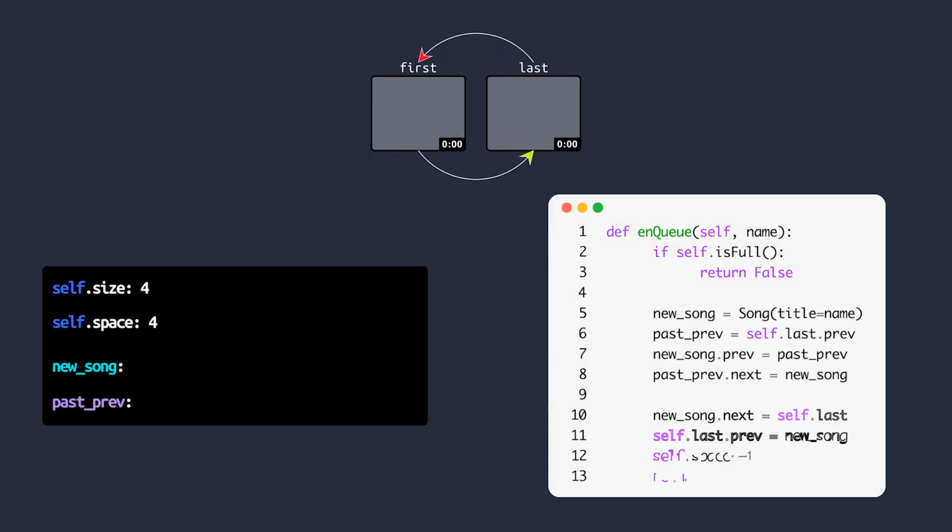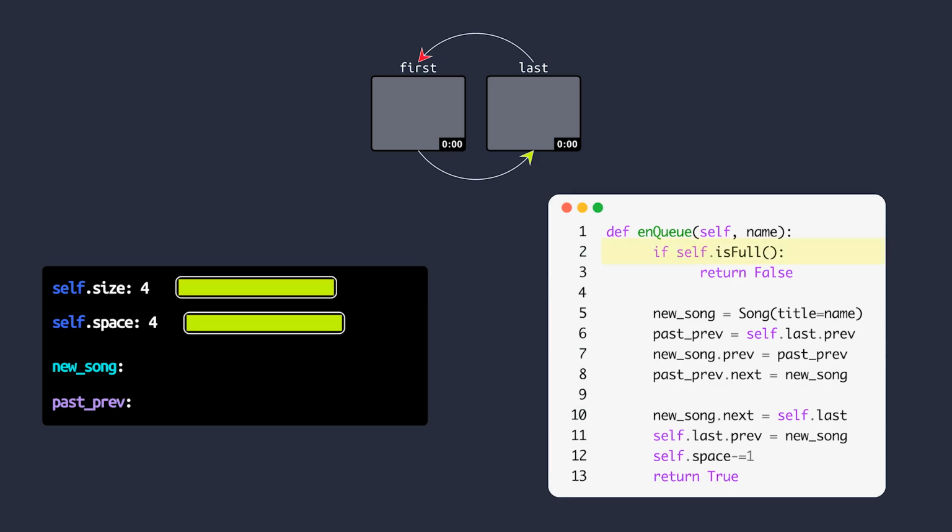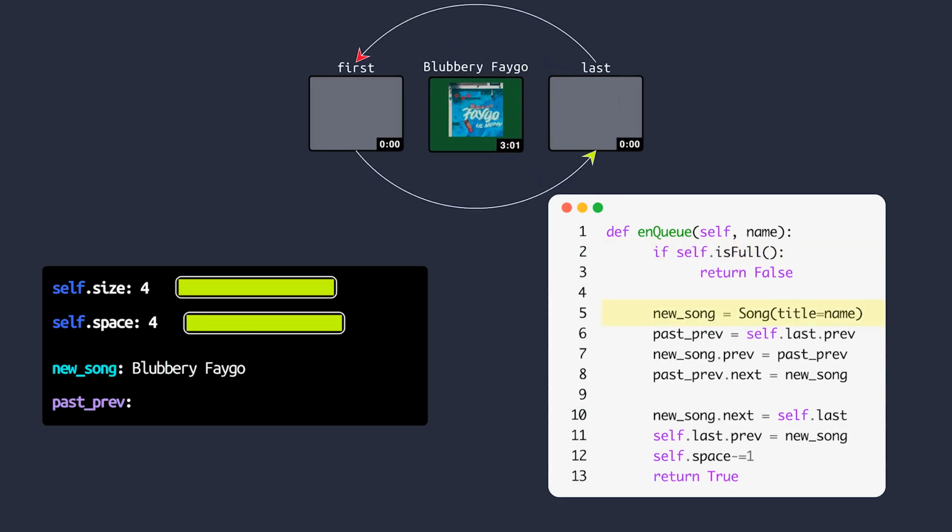First thing we're going to do, after checking the queue isn't full of course, is create a song that we're trying to add. Let's pick Blueberry Faygo. See that red arrow pointing to first? It's the last's previous pointer. And to avoid losing reference to it, I'll save it into a variable called passPrevious.